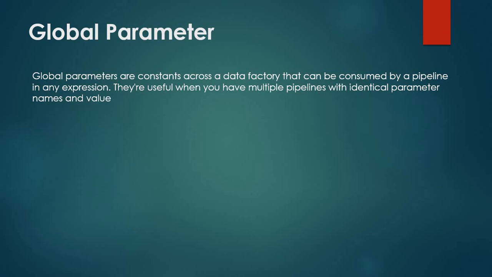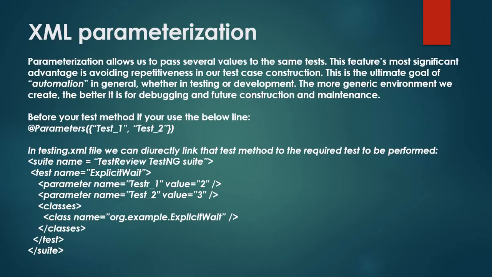So yeah, moving on to the next topic, that is global parameters. What are global parameters? Global parameters are the constants across the data factory that can be consumed by a pipeline in any expression. So if you specify one particular parameter as a global, consider this example, wherein we have specified this particular parameter as a global parameter. This test1 and test2 is a global parameter.